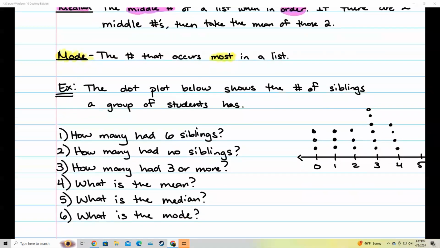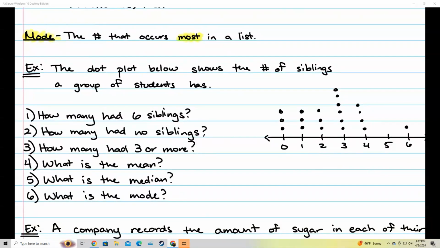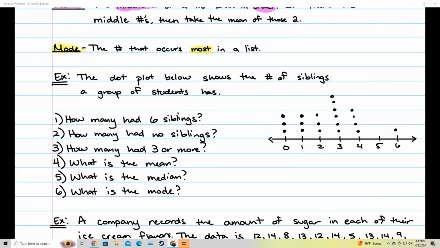Okay, so again, I'm going to assume that you already copied this down. If you haven't, go ahead and press pause on the video, and we're going to run the first example. It says the dot plot below shows the number of siblings a group of students has. So we're going to find out how many had six siblings, how many had no siblings, how many had three or more siblings, what's the mean, what's the median, what's the mode.